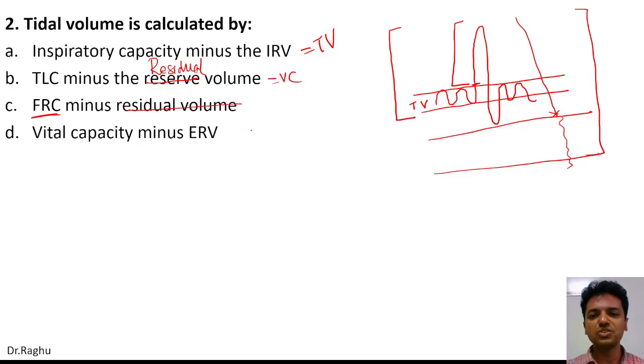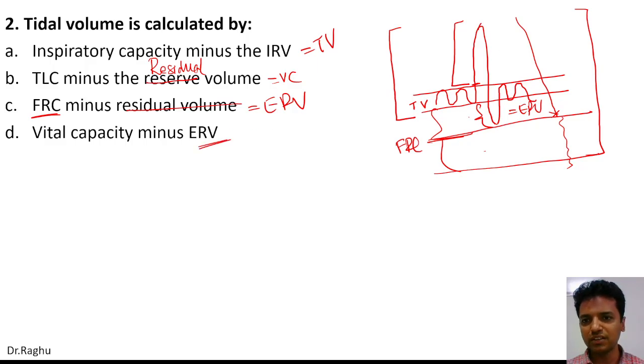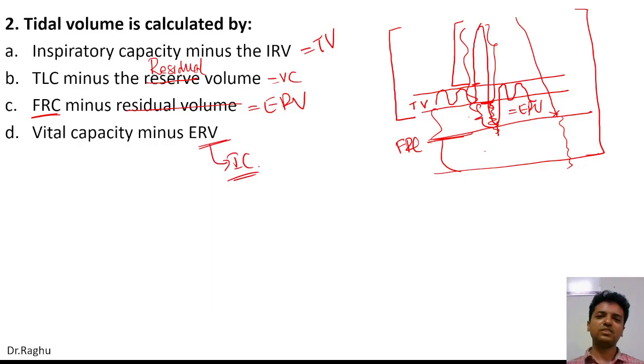FRC minus residual volume. What is FRC? This is FRC, a combination of ERV and RV, minus the residual volume. We will be left with this volume. And what is this volume? This volume is expiratory reserve volume. Vital capacity minus ERV. See, from here to here, this is vital capacity. I am negating this much from here, so this much will be remaining. What is this much? This is nothing but our inspiratory capacity. So anything if they are going to ask you, we can easily come to an answer if we know the spirogram.